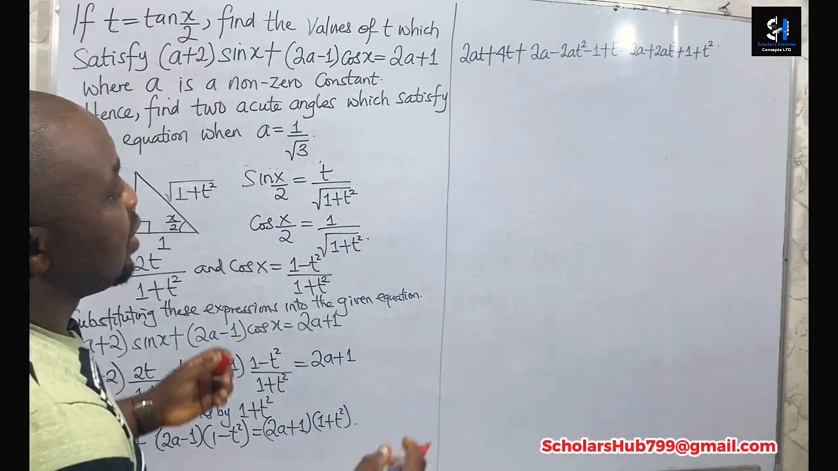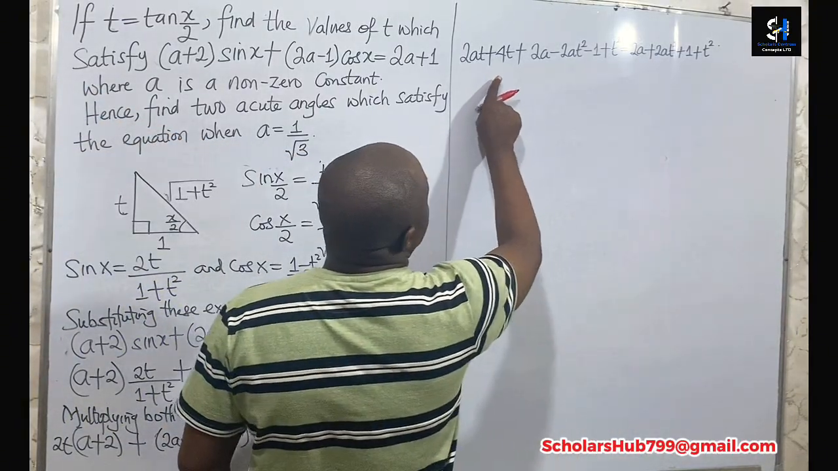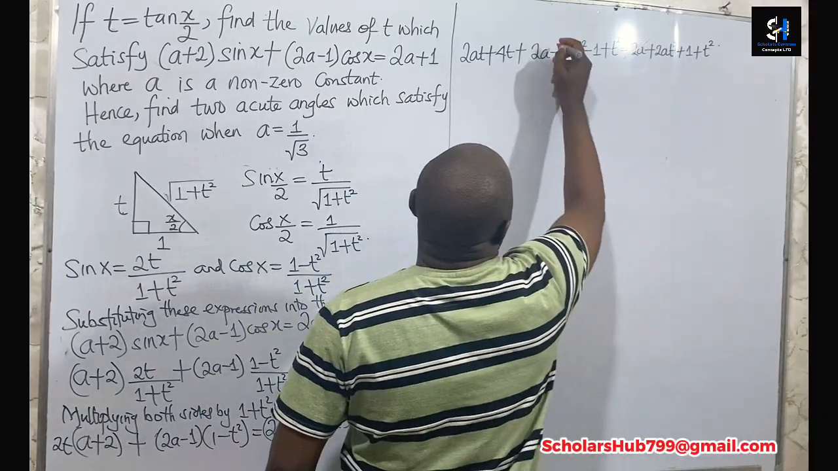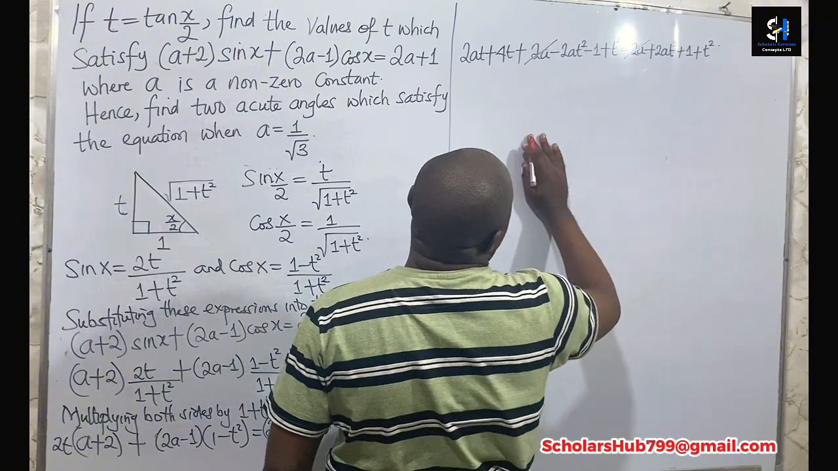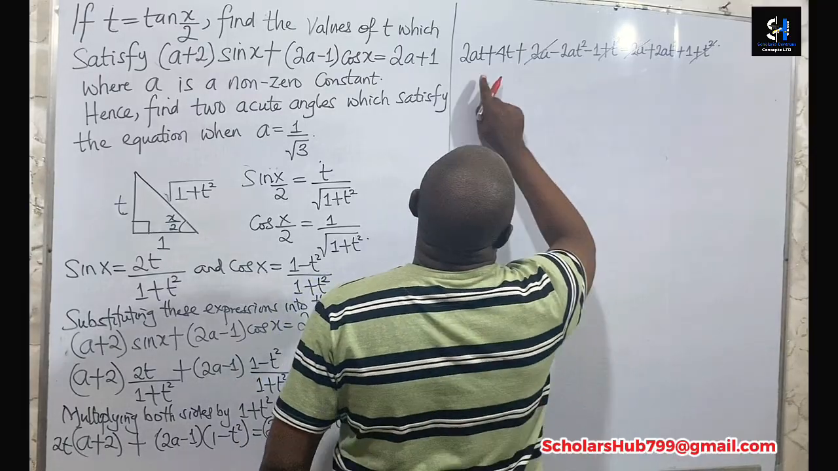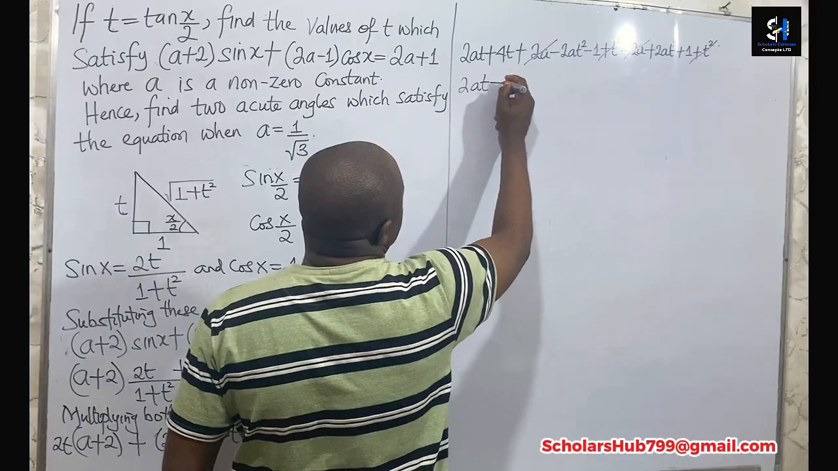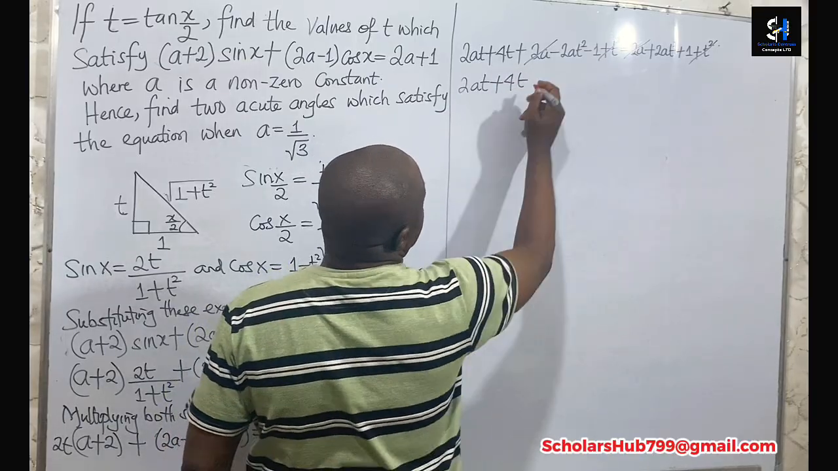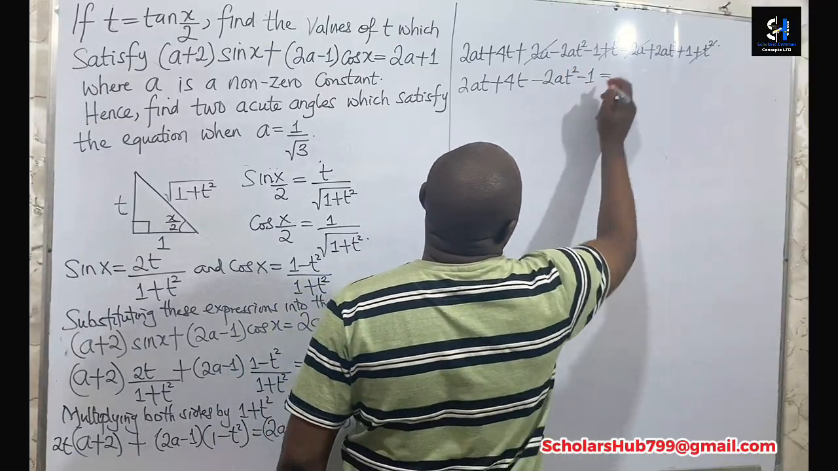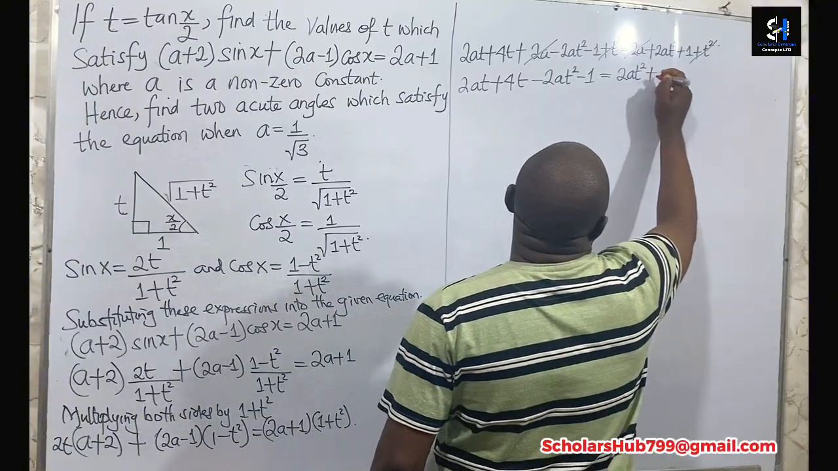Now I can simplify. We have 2a on both sides, so 2a cancels, and t squared also cancels from both sides. Then on the left side we have 2at plus 4t minus 2at squared minus 1, and this equals 2at squared plus 1.